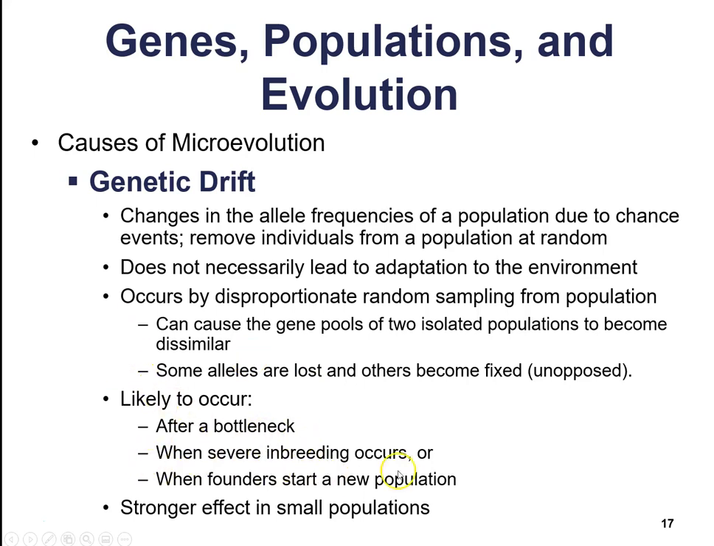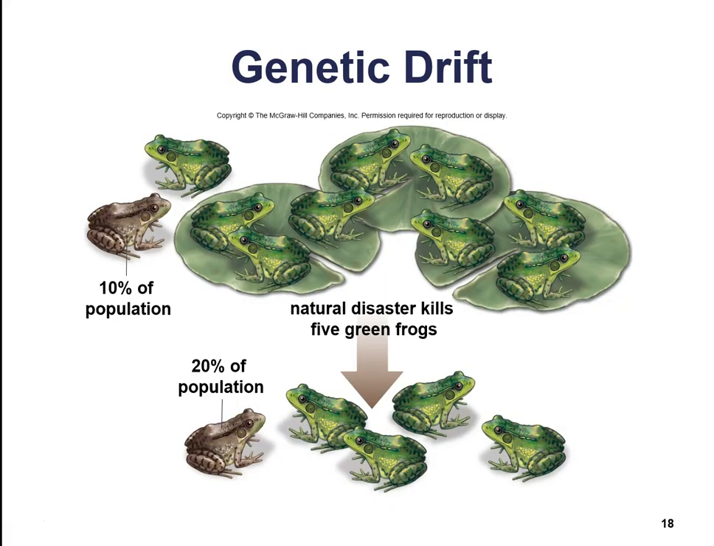So there are different types here. Bottleneck, and severe inbreeding that occurs when founders start a new population, is another. And this has a stronger effect in smaller populations. So let's talk about some of these different types that were mentioned there. Here's what I found.